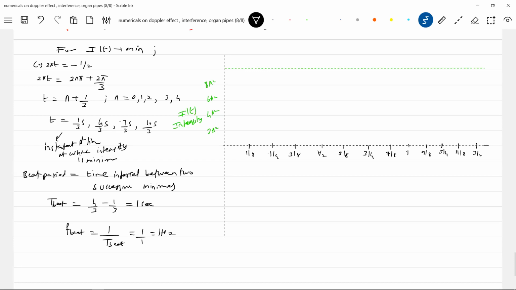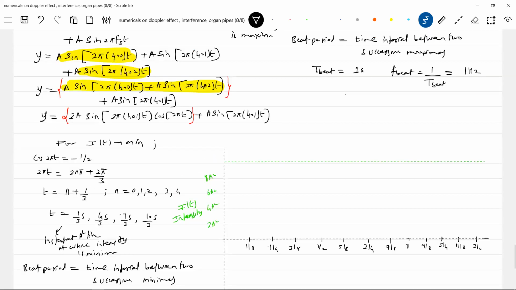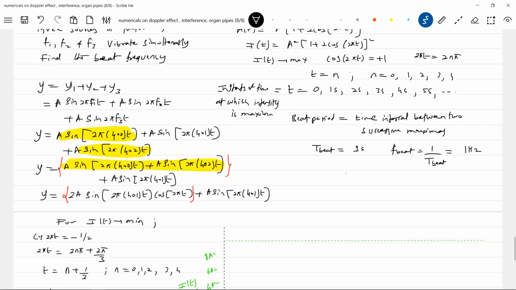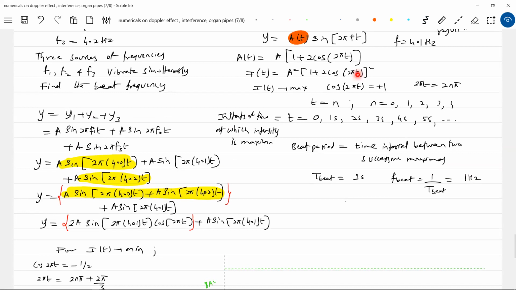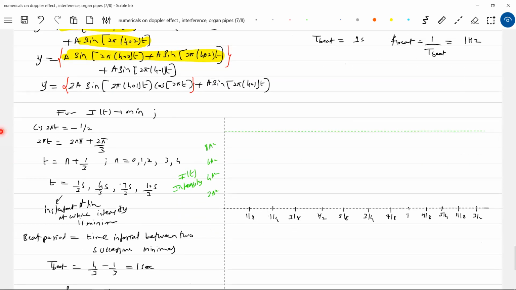Okay, we'll get to this one. So now what you should do in this equation, substitute the instants of time. Put t equal to 1 by 8, all that. Get the amplitude. Then you'll get dots. Those smooth curves, when you draw them, you'll get the required thing.